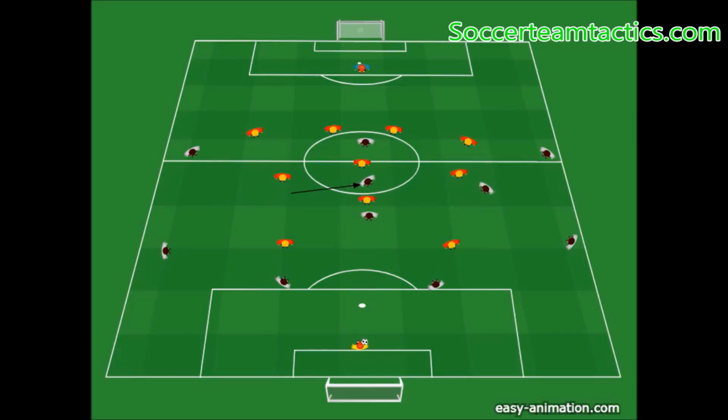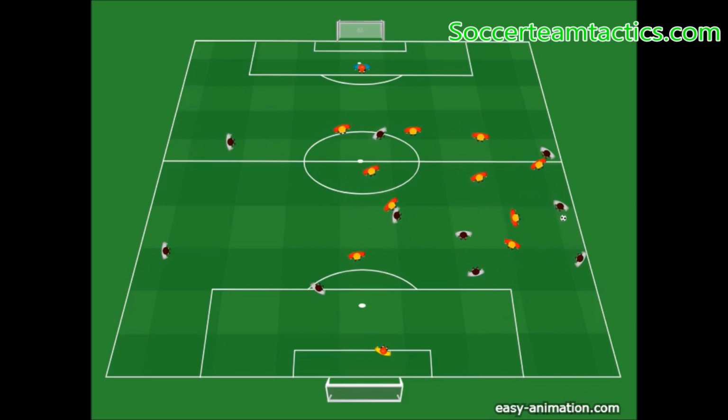In this animation you can see how an overload is created first of all on the right side, and then how the midfielders work in synchronization by rotating and then switching of positions to find space and break through the opposition.